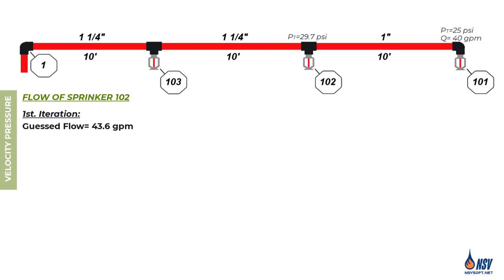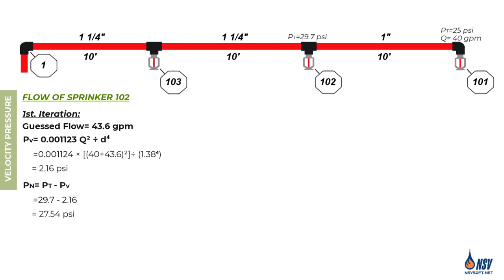Based on this guessed flow, we calculate the velocity pressure in the pipe between nodes 103 and 102 to be 2.16 pounds per square inch. Subtracting this velocity pressure from the total pressure gives us a normal pressure of 27.54 pounds per square inch. Using this normal pressure, the resulting flow for sprinkler 102 is 41.98 gallons per minute. Since this value does not match our initial guess, we repeat the process using the new flow.